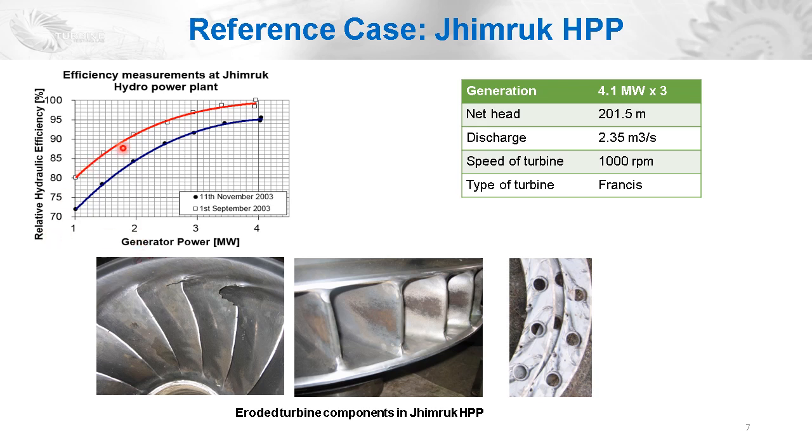And this is the experimental data from Jhimruk hydropower plant, where the relative hydraulic efficiency was observed during 1st September 2003 to 11th November 2003. During these periods, the efficiency at all operating conditions was reduced drastically due to the sediment erosion effects. These are the eroded turbine components of Jhimruk hydropower plant. Here, this is the outlet of turbine components, the erosion at the runner inlet, and this is the erosion edge.